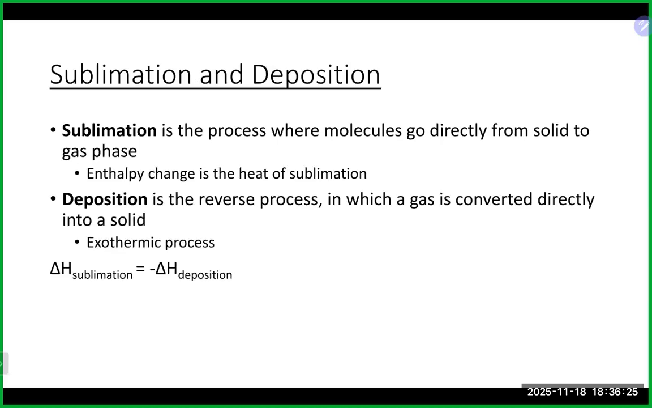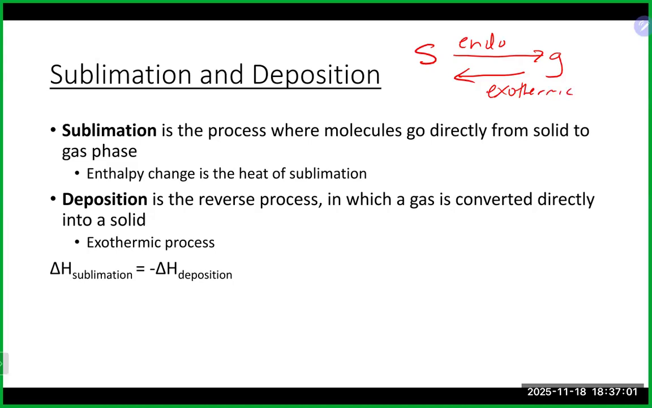Now, sublimation and deposition is the change of phase where we go from solid directly to gas and skip the liquid phase, or from gas back to solid. So sublimation is going from solid to gas. Deposition is going from gas to solid. And same idea, it is an endothermic process as you go from solid to gas, exothermic process as you go from gas back to solid.